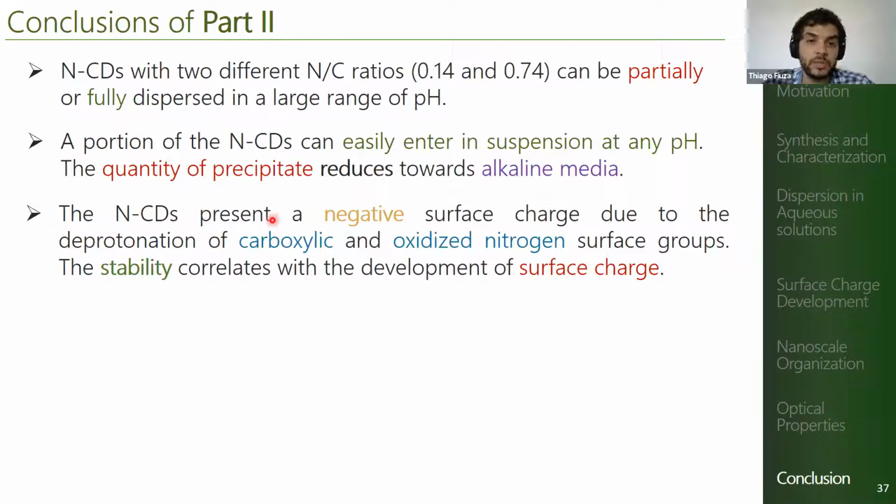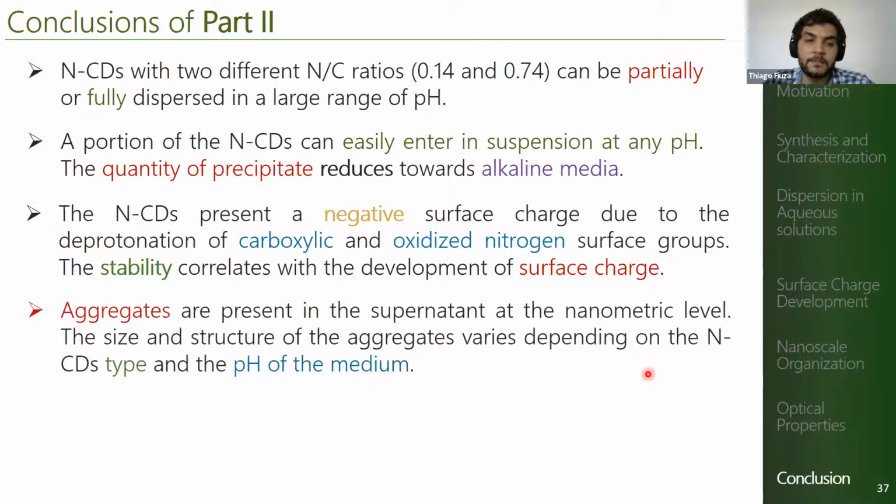Now, the conclusions that we have about the surface charge are that the NCDs are negative, and the charge is due to the deprotonation of carboxylic groups and oxidized nitrogen groups. Since at really, really low pH we also observe a negative charge, however, this cannot be explained just by the carboxylic deprotonation. We see that the stability observed in the macroscale correlates with the surface charge.